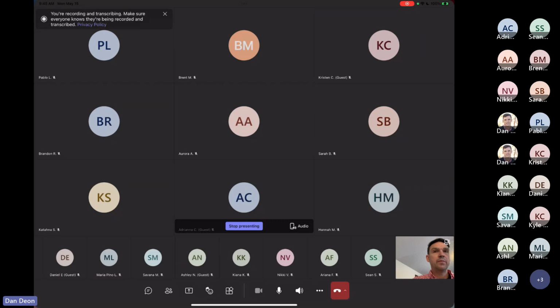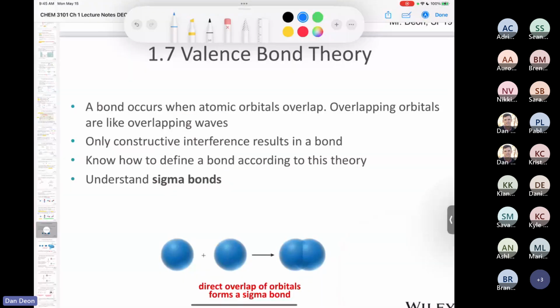There we go. Okay, so we left off somewhere around here, around valence bond theory. And you should know that when you have two atomic orbitals that overlap to form a bond, it's kind of akin to overlapping waves, where they can overlap constructively or destructively. And when we have constructive interference, meaning the waves are overlapping in phase, that's what results in a bond. And again, the book goes into a little bit more detail about that.